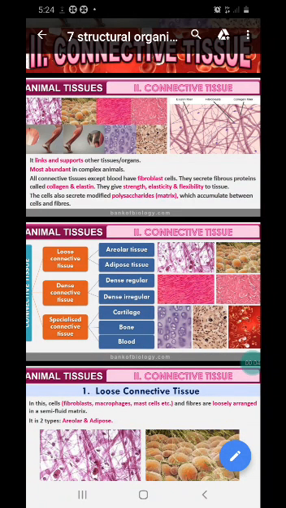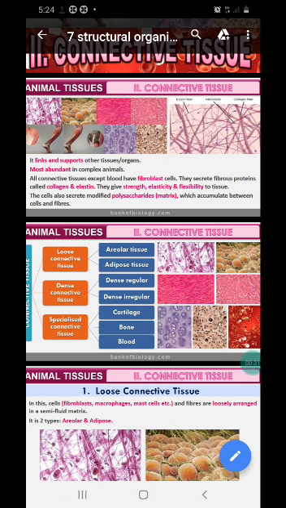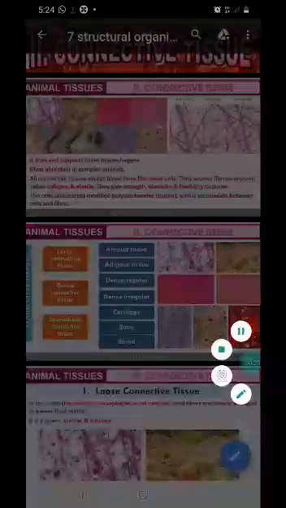Next, we'll be doing the connective tissue. Now, what do you mean by connective tissue? Yes, it will connect or link or support other tissues and organs. Okay. Now, in connective tissue, all the cells of the connective tissue are present in an extracellular matrix.